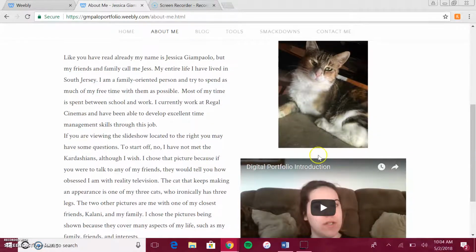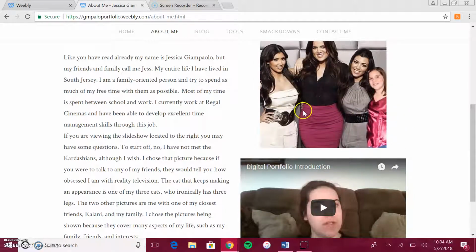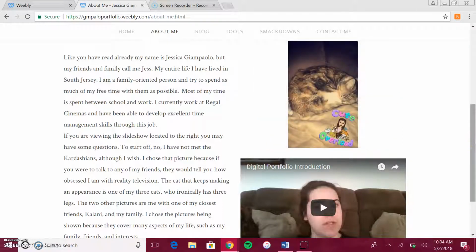And then the second paragraph, I kind of discuss the pictures of my slideshow. So that is my three-legged cat. I wish this picture right here was real, but sadly it is not. It is a photoshopped picture.